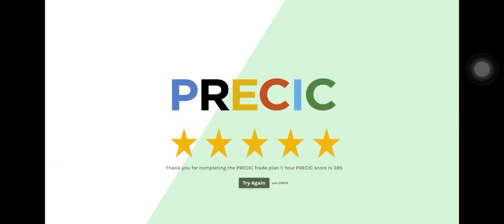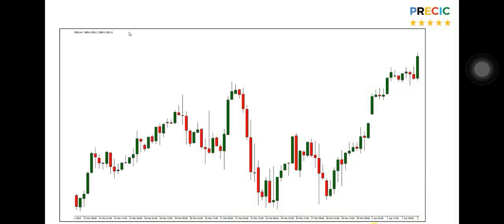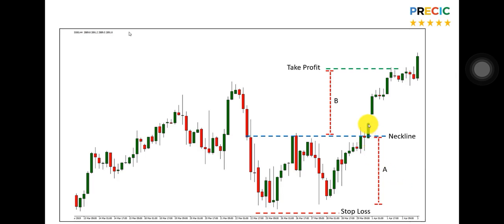Now that this analysis is complete with a confirmed 5-star PRECIC score, we can place the trade and let it play out. We will place our stop loss and take profit targets at the zones that we discussed earlier, and hit enter on this trade once we have confirmed a close on the 4-hour candle above the neckline. We can see that this trade has taken a couple of days to complete, but given this sort of pattern, it has reached its take profit target in a reasonable amount of time.